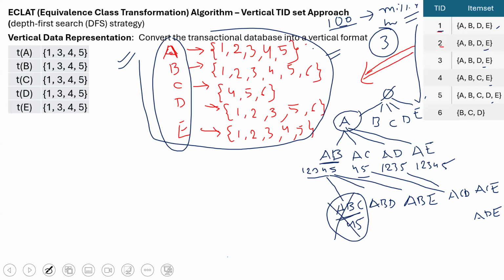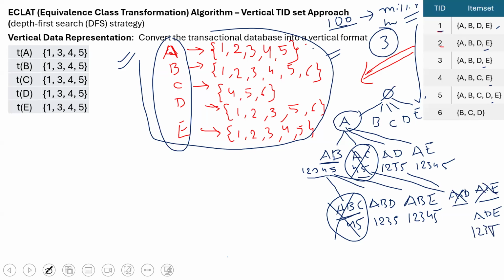What is ABD? What is the intersection between AB and AD? 1, 2, 3, 5. What is the intersection between AB and AE? 1, 2, 3, 4, 5. What about ACD? This is also infrequent, right? So you don't need to bother about ACD and ACE, as AC is not frequent. ACD and ACE will also be infrequent. What about ADE? ADE is 1, 2, 3, 5.